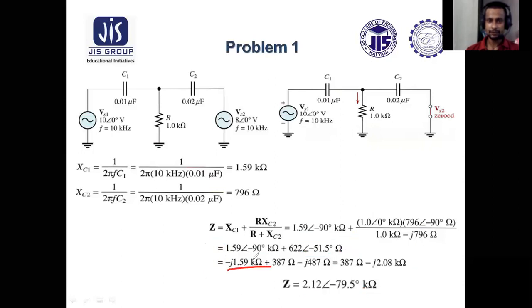So this is the rectangular form of 1.59 angle minus 90. And this is the rectangular form of 622 angle minus 51.5 degree. So finally we'll get this as Z. Now converting it again into polar form, we'll get Z equals to this.